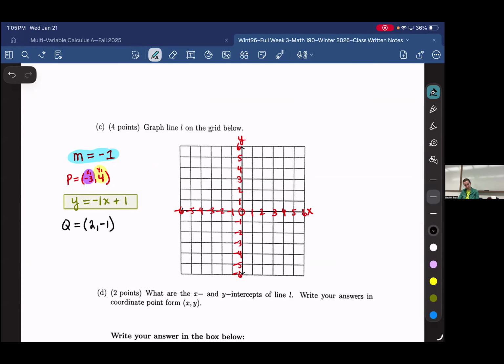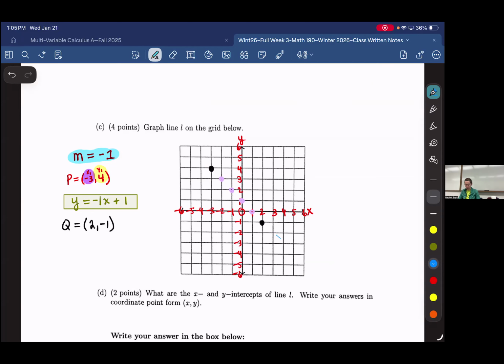So P is -3, 4. We have Q is 2, -1. And then we can plot a few based off of our slope. So our slope is -1, so it's going down from left to right. So let's go down 1 over 1. We can plot a few points. Got a y-intercept, x-intercept in there.